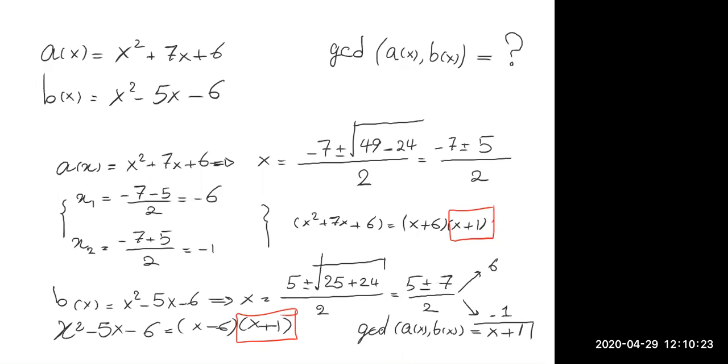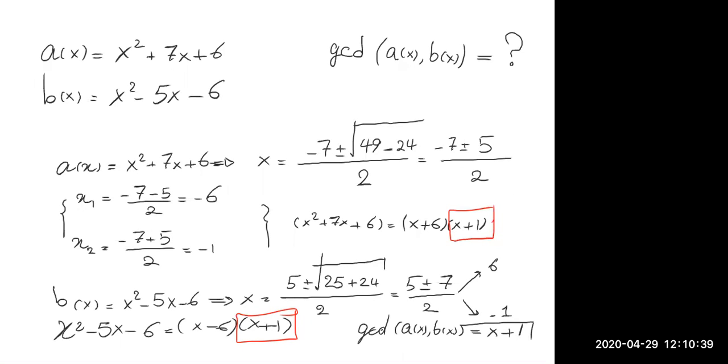But now sometimes we want to use the other way, the Euclidean algorithm. I mean, in the question, it might specifically ask you to compute the greatest common factor or divisor using the Euclidean algorithm. So let's do that again. We have x squared plus 7x plus 6, and we have x squared minus 5x minus 6. And I want to compute the greatest common factor.